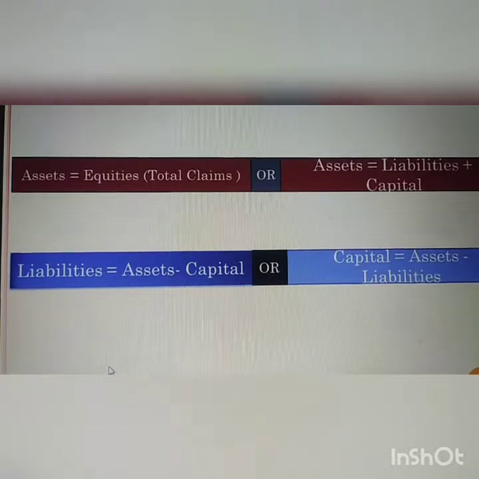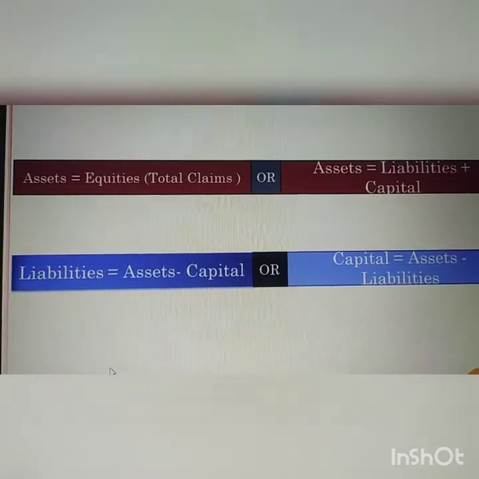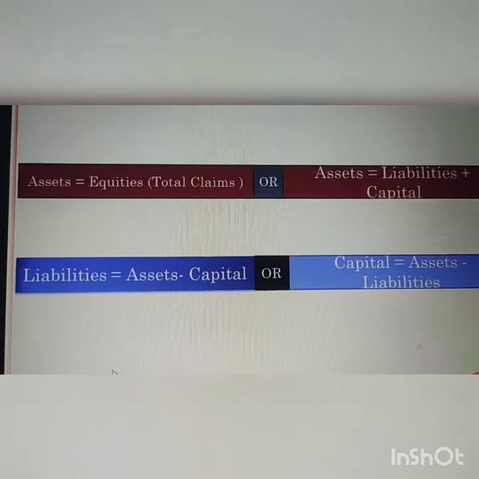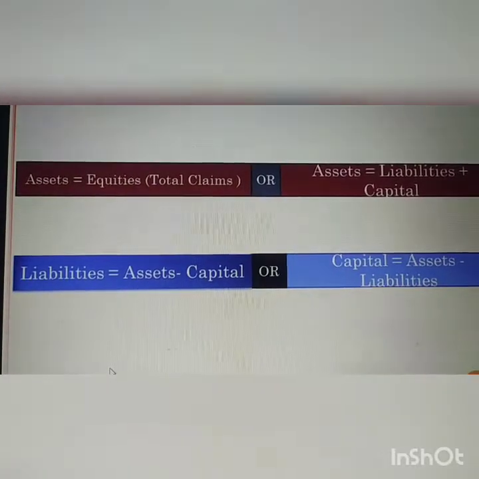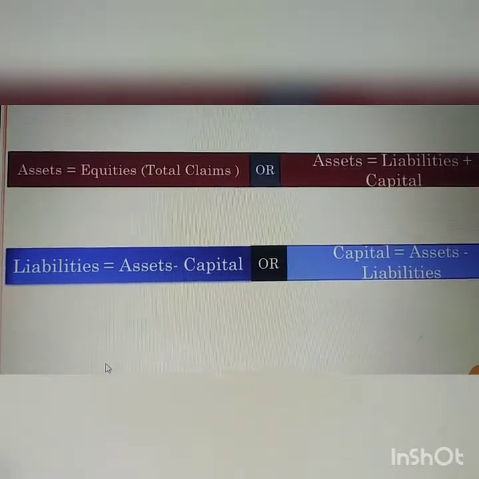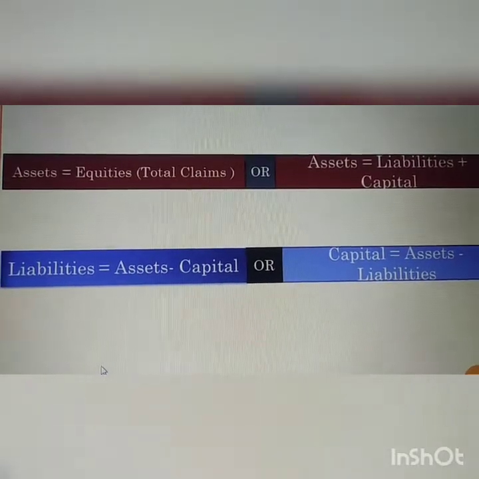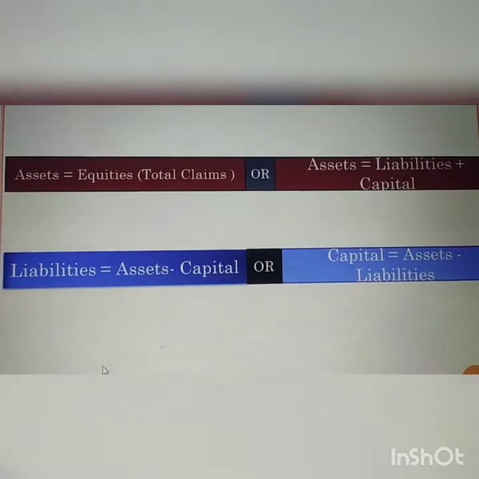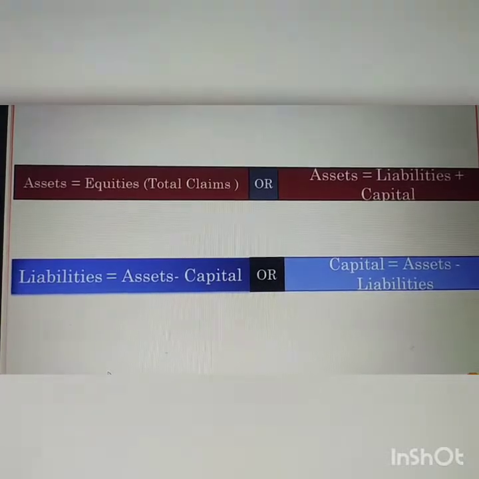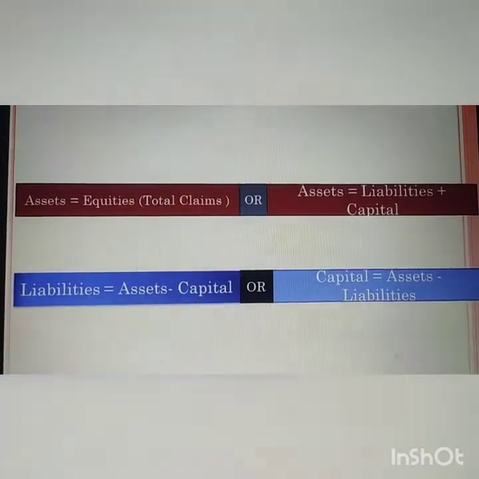Now if you want to calculate the amount of liabilities, just recall the concept of maths here. By transposing assets into right side, we can calculate the amount of liabilities. So in that condition, formula would be liabilities equals to assets minus capital. In the same manner, we can calculate capital. Capital is equal to assets minus liability. So this was the basic accounting equation formula which we need to apply here. You can see the first one, assets equals to liabilities plus capital.